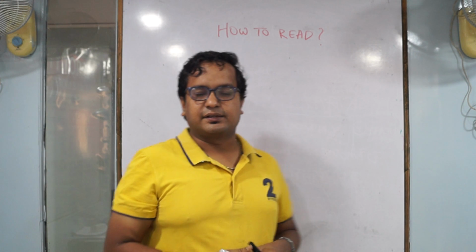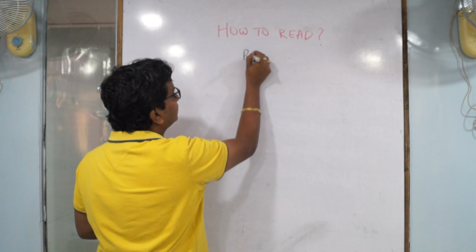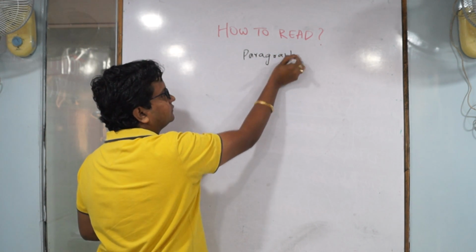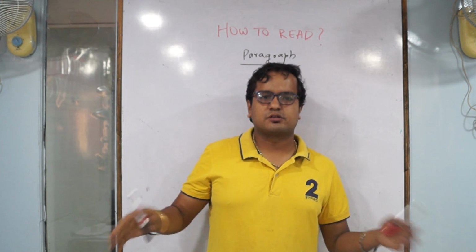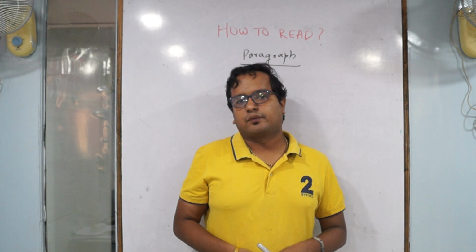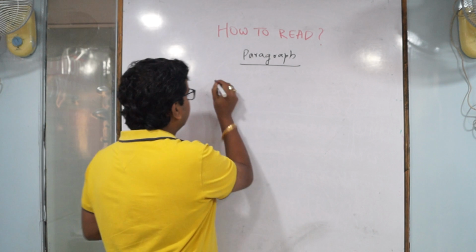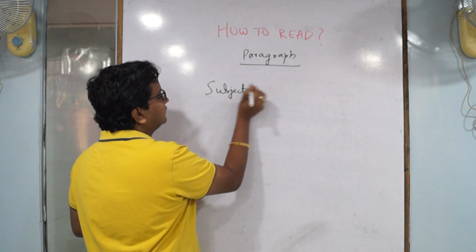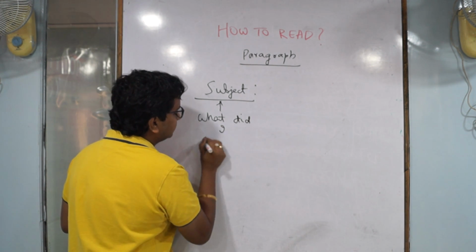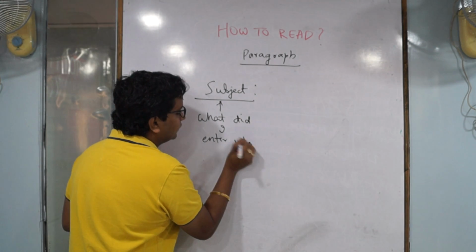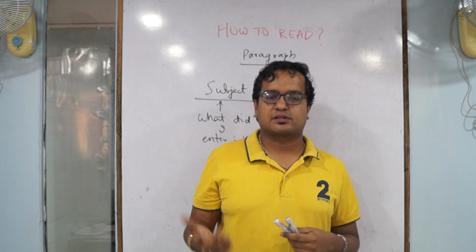What we're trying to understand here is how to read. Let me take a standard paragraph. Let's say you are reading a CAT editorial or a newspaper editorial, anything. When you start a paragraph, when you enter into a paragraph, try to identify the subject. That means question yourself: what did I enter into? What have I started reading? Suppose there's an editorial which talks about Jharkhand tourism.